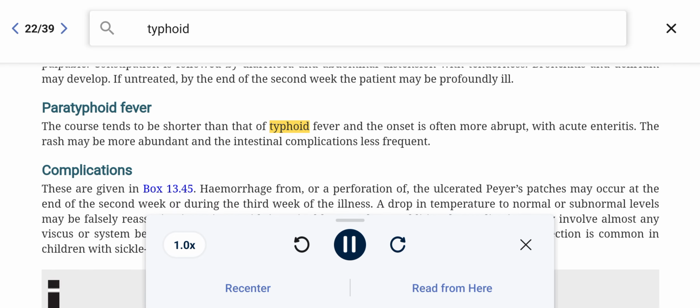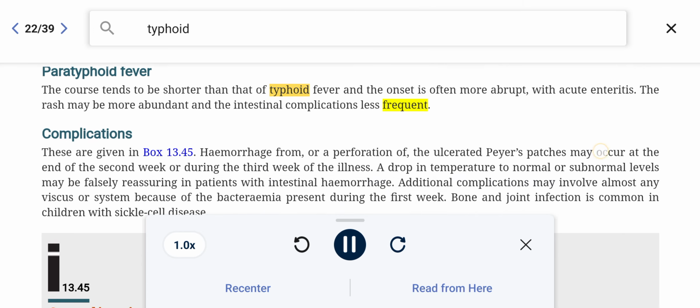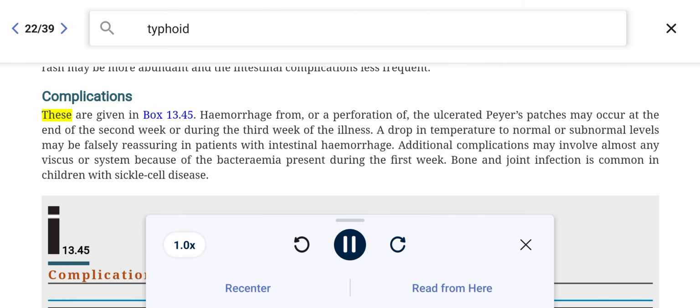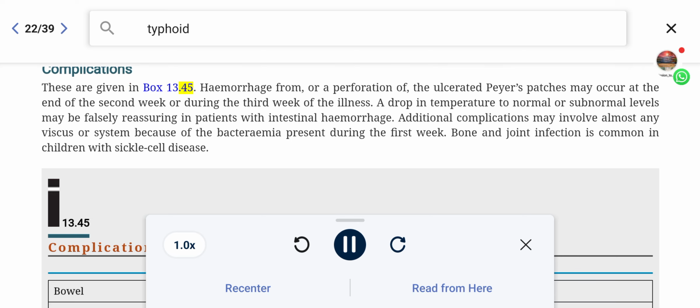Paratyphoid fever. The course tends to be shorter than that of typhoid fever and the onset is often more abrupt, with acute enteritis. The rash may be more abundant and the intestinal complications less frequent. Complications. These are given in box 13.45.